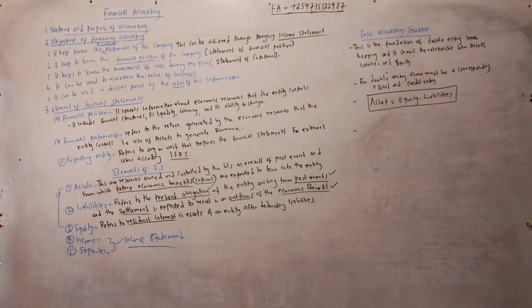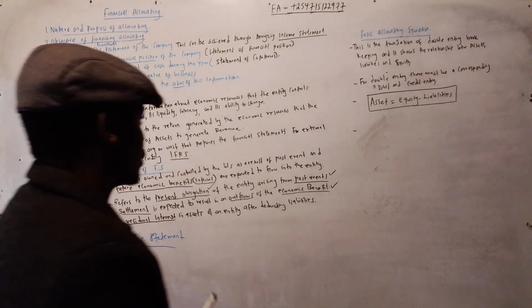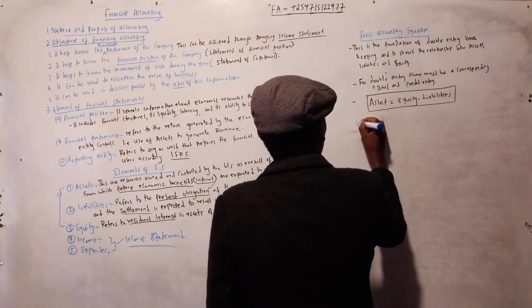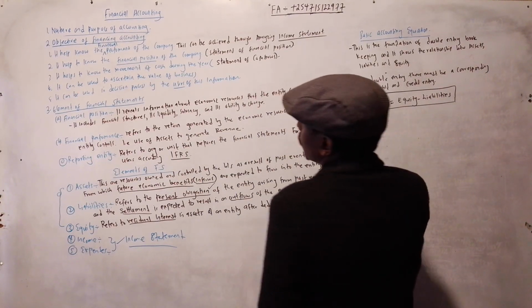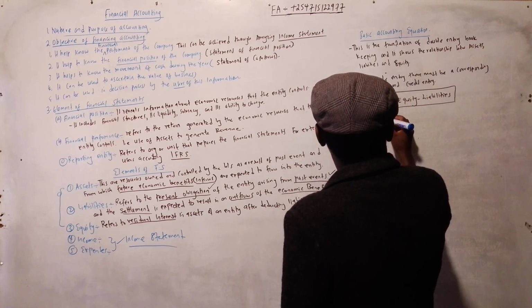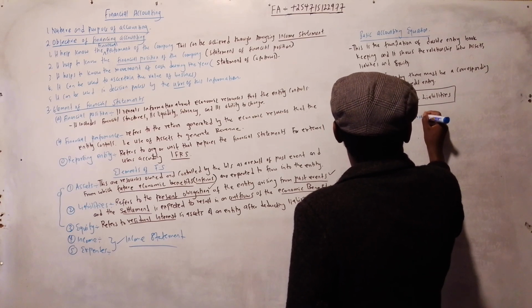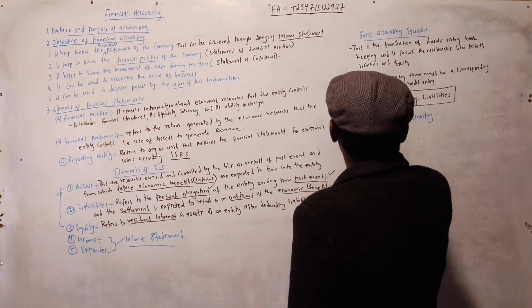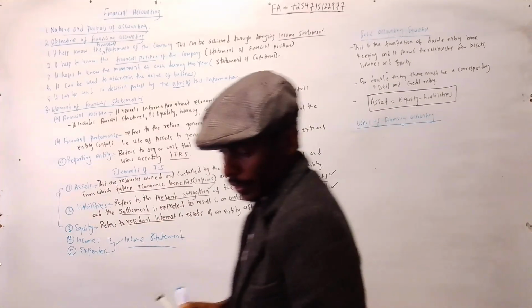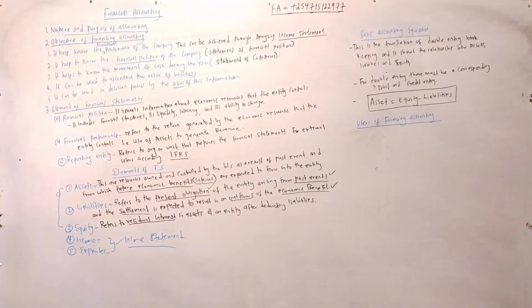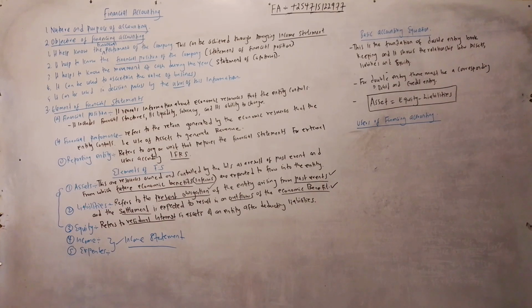Once we are done with the basic accounting, there's nothing else there. We can talk about the users, which is the last topic of topic 1. Users of financial accounting. There are quite many users of the financial statement.